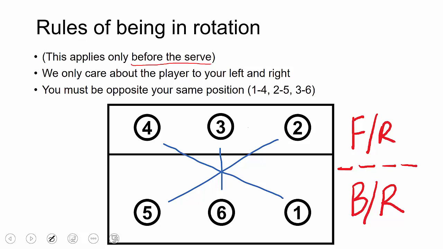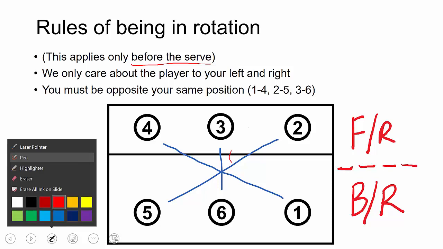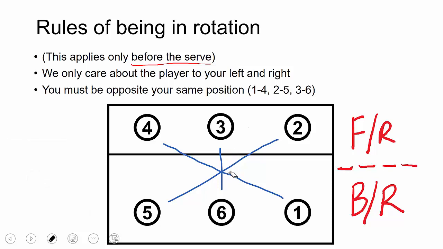Once the serve goes, you can pretty much move to wherever you want and stay there until the point is over, given that you don't do anything illegal. For example, if you're backcourt, you step in front of the attack line and you hit the ball above the height of the net, then that's illegal. But other than that, you can pretty much do whatever you want. The important thing is that you're in rotation before the serve actually goes. That's what the rotation is all about.